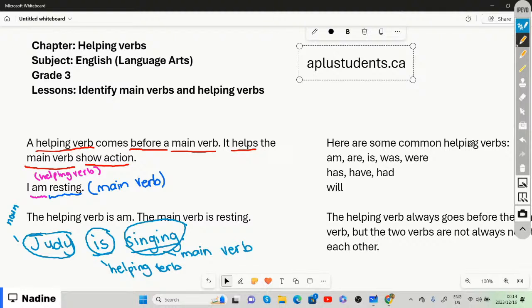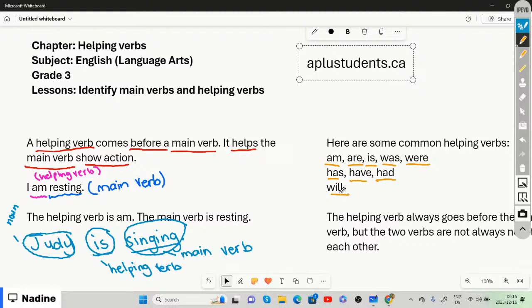So now the helping verb, right? Some of the common helping verbs can be am, are, is, was, were, has, have, had, and will, right? So these are your helping verbs.